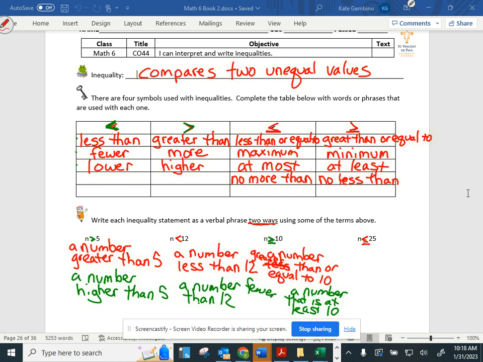Back to math. What is a way that we could say this one, Melina? A number no more than 25. What is the second way to say it? Gigi. A number at most 25.